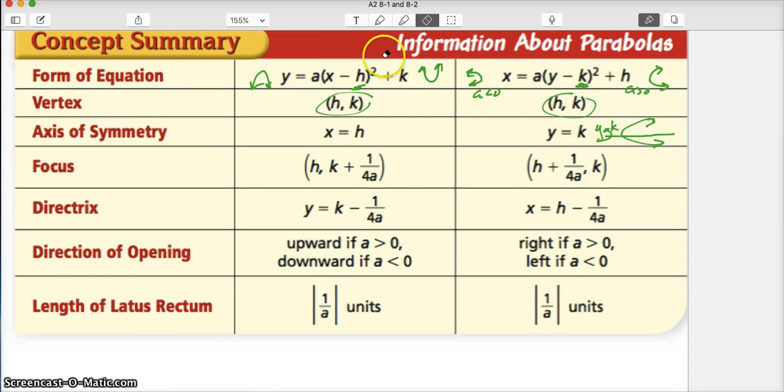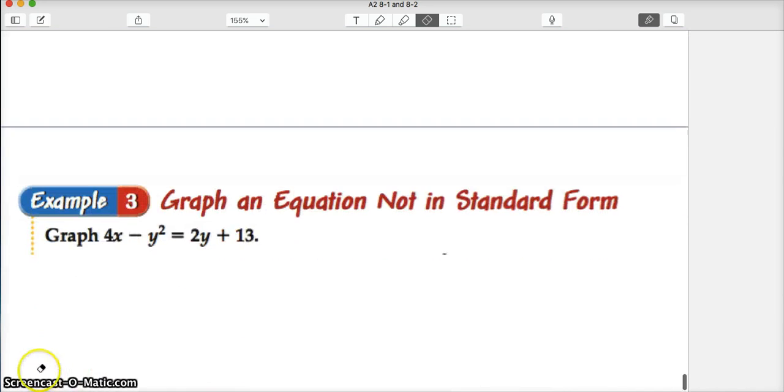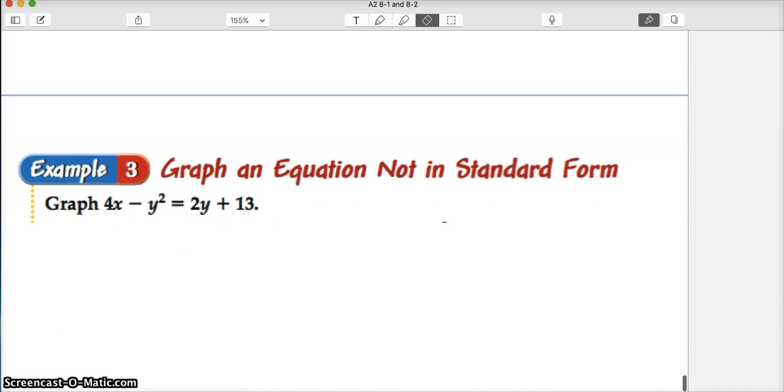If you like this picture, I can send you a black and white copy of it so you can have it printed out, or you can take a snapshot of this and keep it somewhere on your desktop or something like that. All right, and this is the latus rectum, will be 1 over a units. This is going to be important for us to process through some problems, okay? Let's look at some more examples.